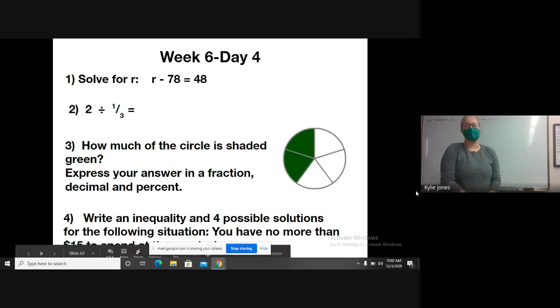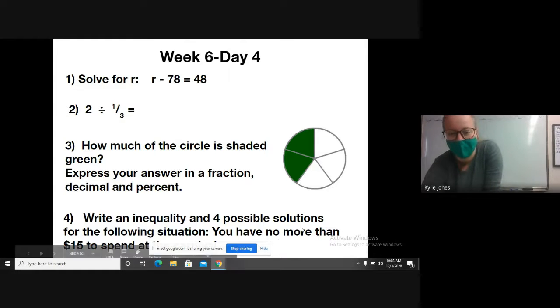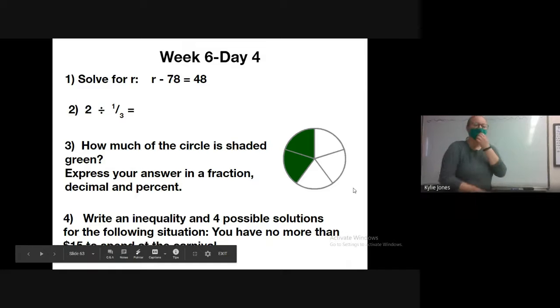Number 2, you are dividing. 2 divided by 1/3. Number 3, how much of the circle is shaded green? You're going to write that as a fraction first, and then change it to a decimal and a percent. And number 4 is kind of the inequalities that we have been working on.